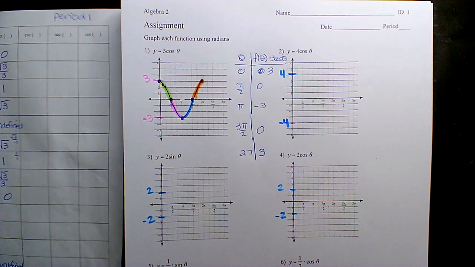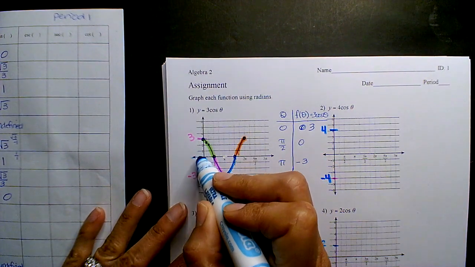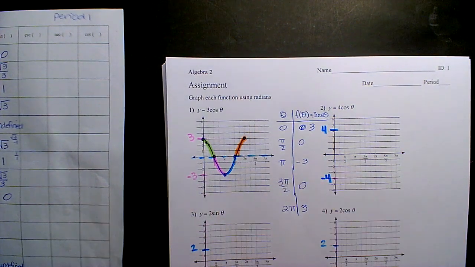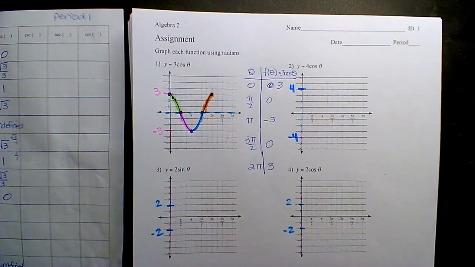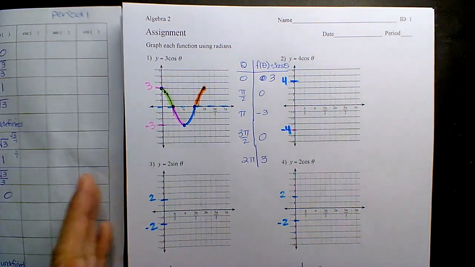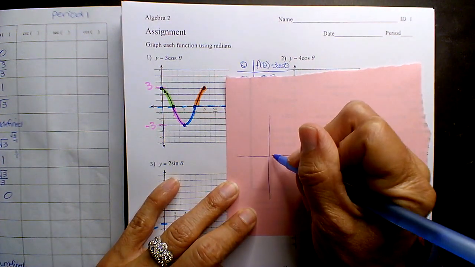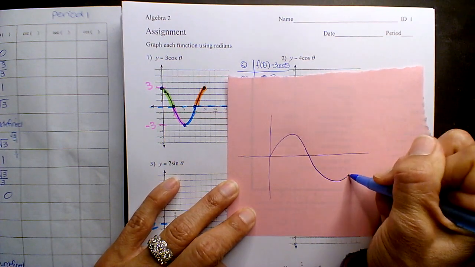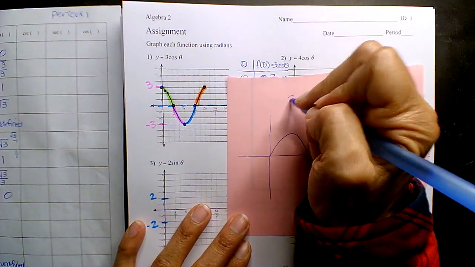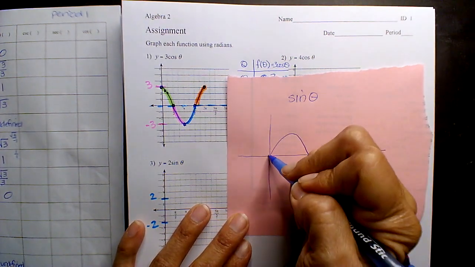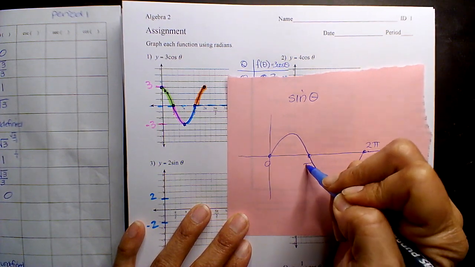Okay, and then when you're graphing it, this is referred to as the midline. Let's look at this one. So your unit circle, this is just your basic sine function, okay? Here's 0, here's 2 pi, here's pi, right?